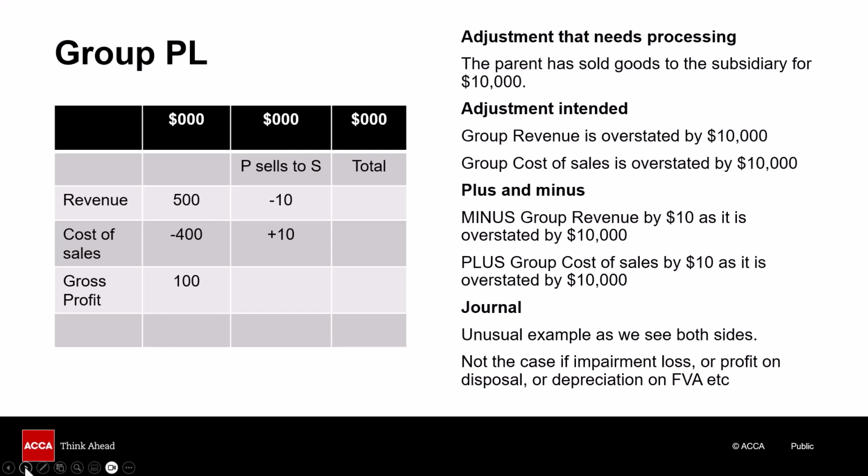So the group P&L has been updated for the elimination of the intercompany sale by minusing 10 against the revenue, adding 10 against the cost of sales, because when you want to make a minus number smaller, you end up with a plus.